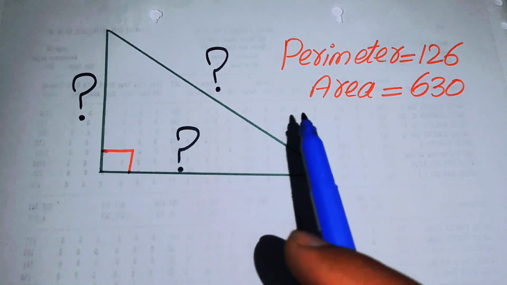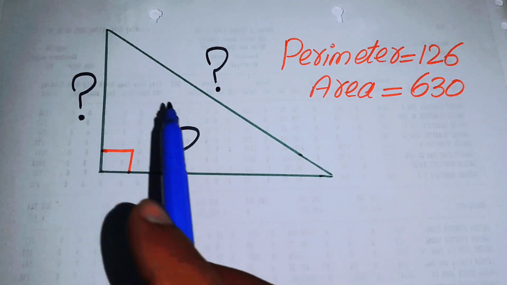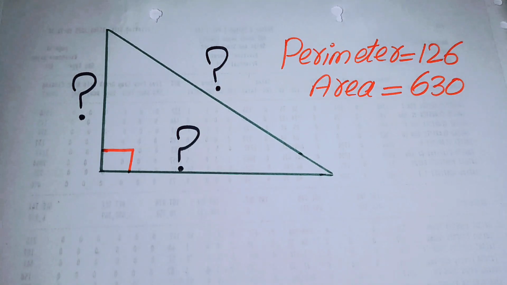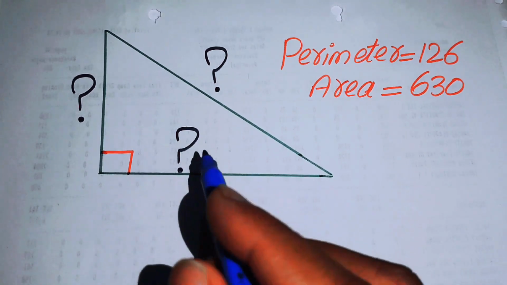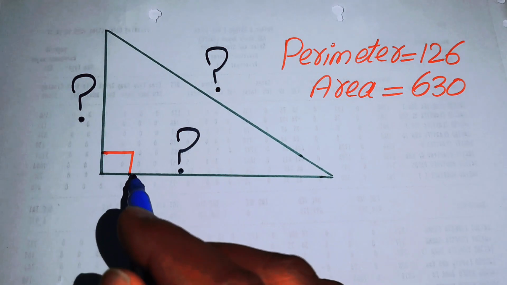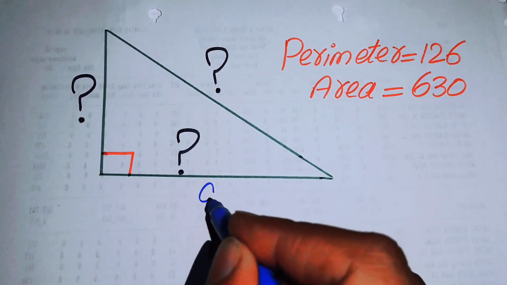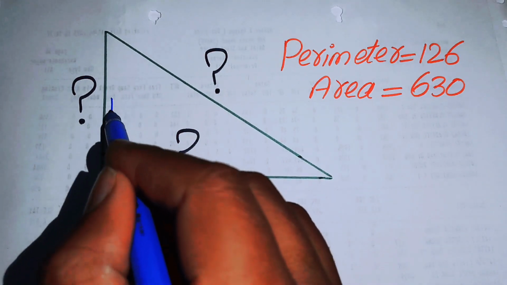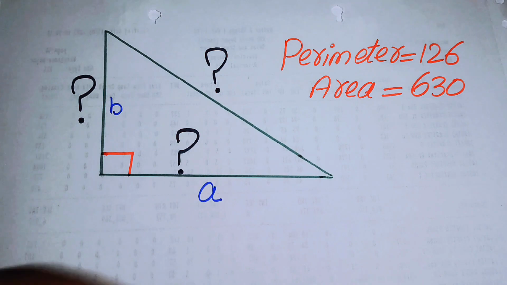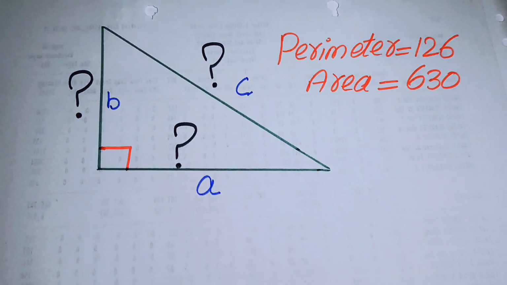So here we are given the area and perimeter, and we need to find the lengths of all the sides of the right triangle. The very first thing we are going to do is suppose that the length of this side is denoted by small a, the length of this side is denoted by small b, and the length of this side is denoted by small c.